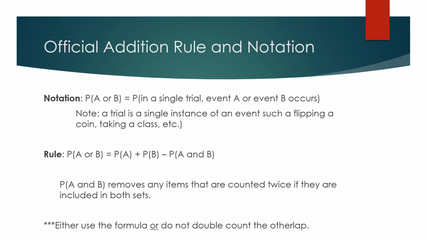So the way that I suggest that you look at this is either you use the formula exactly how it is, or you just don't double count. So different people like to do this different ways. I prefer just not to count the overlap because then I'm kind of seeing if my answer makes sense rather than just plugging it into the formula, but that is still okay too.